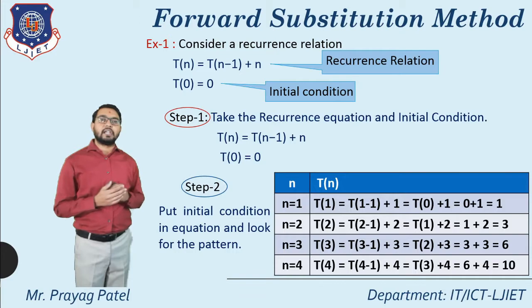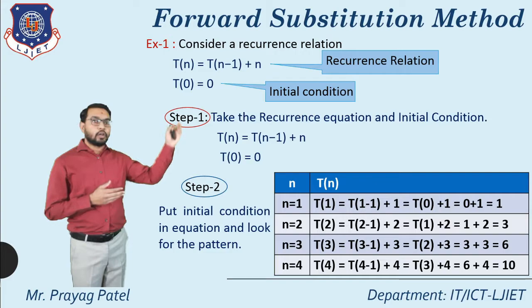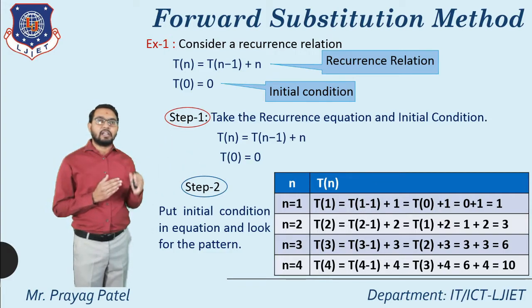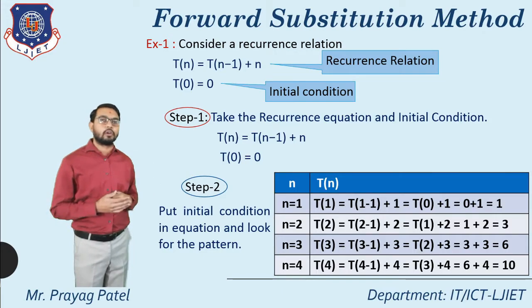Now n equal to 3, then T of 3 equals T of 3 minus 1 plus 3, equals T of 2 plus 3, equals 3 plus 3 equals 6. According to this, we can find the value for n equal to 4. Then T of 4 equals 6 plus 4 equals 10. So your answers are 1, 3, 6 and 10 for the given values 1, 2, 3, 4.